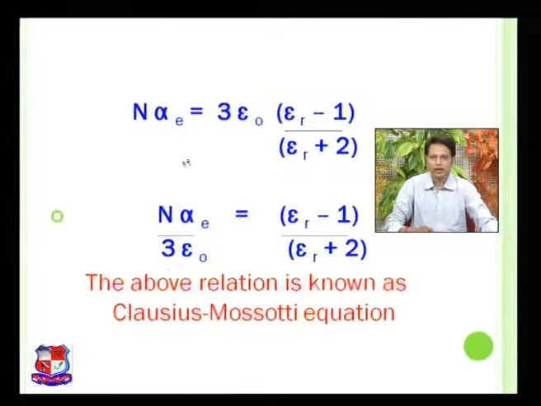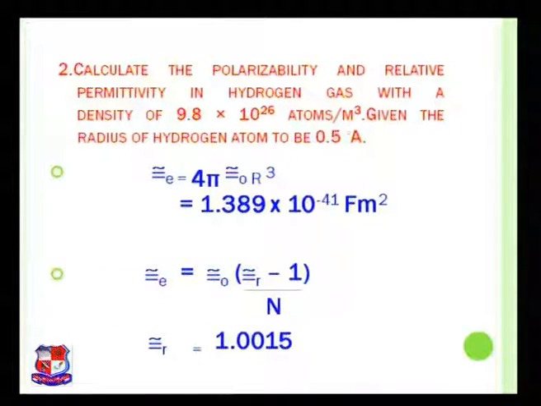This equation, n alpha E upon 3 epsilon 0, will be equal to epsilon R minus 1 upon epsilon R plus 2. This equation is written with respect to relative permittivity, and it represents the relation between microscopic and macroscopic elements of this dielectric. So the Clausius-Mossotti equation relates the electric field, the polarizability, which also represents the polarization, with the number of atoms per unit volume. So this was the question and its significance, through which you can prove and derive the equation of polarizability.